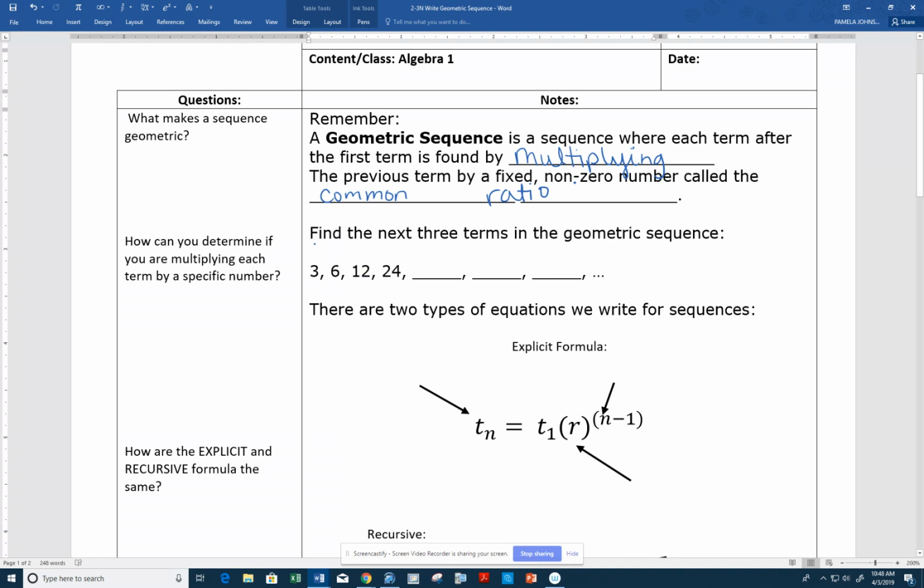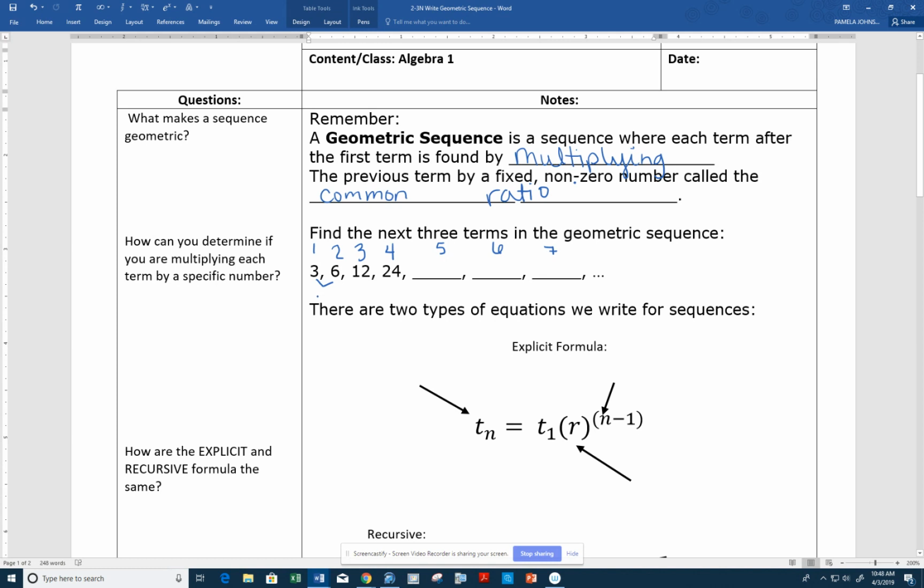Now remember, this is term 1, term 2. Just like with arithmetic sequences, we number the terms starting with 1. And then we're going to look for the term values here in just a moment. So to find what the next three term values are, we have to figure out what our common ratio is.